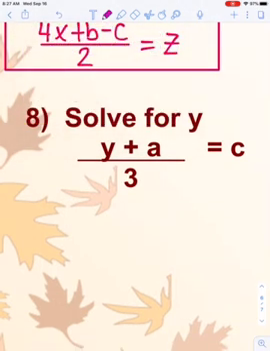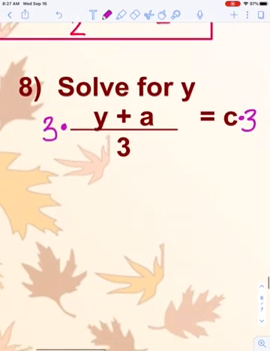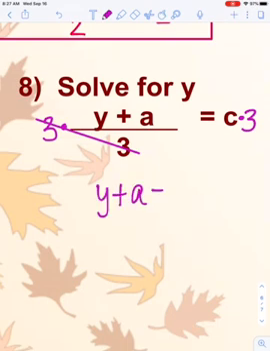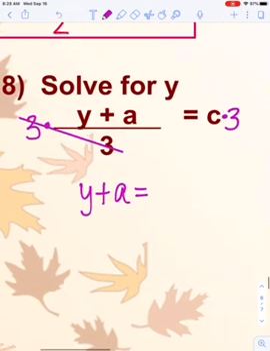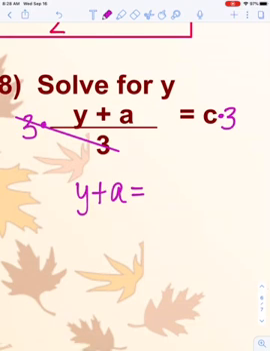Number 8, we have another fraction. It's kind of a little different than the other fraction, but I still don't want this fraction. So no matter what, I'm going to clear it. So I'm going to multiply both sides by 3 to start with, no matter what I'm solving for. The 3's cancel on the left, and the top drops down, so y plus a equals. On the right, I'm multiplying c and 3, which gives me 3c. Now I got rid of the fraction, so now I can focus on what I want to solve for.